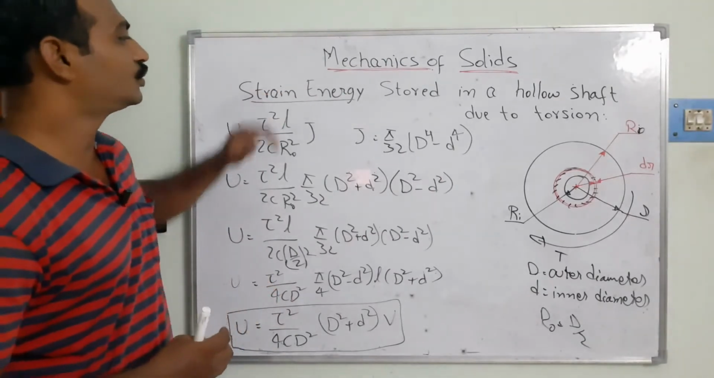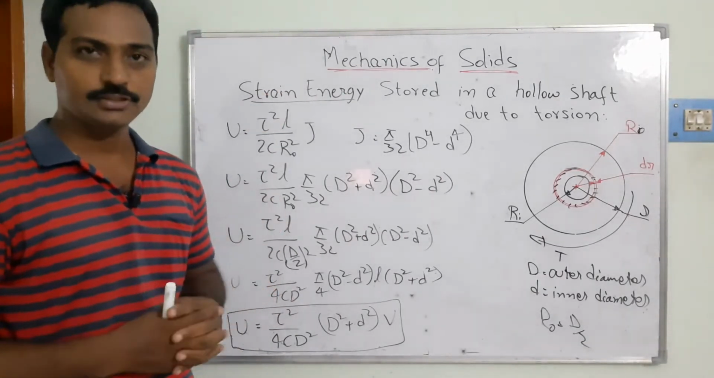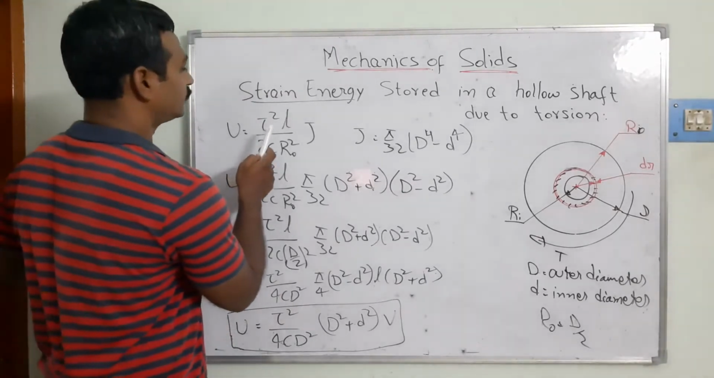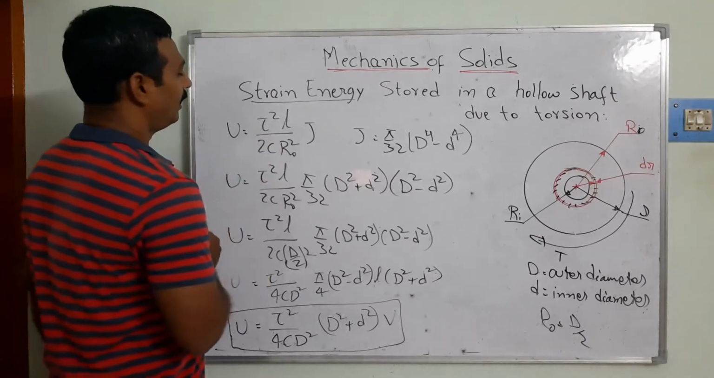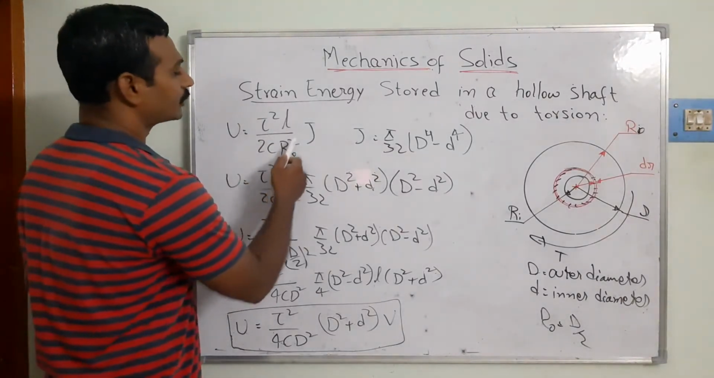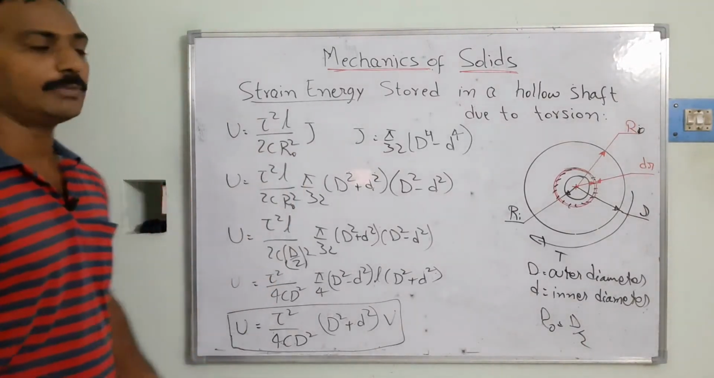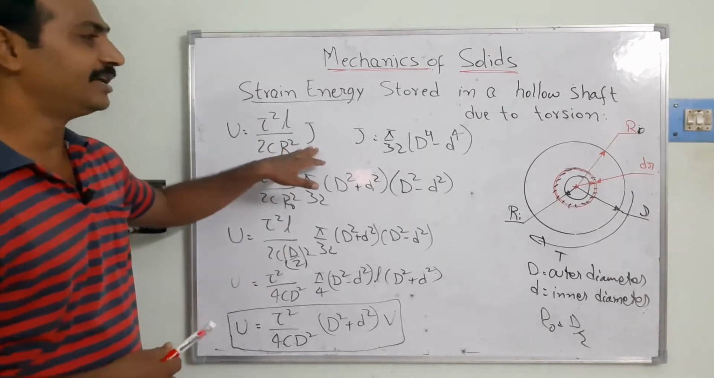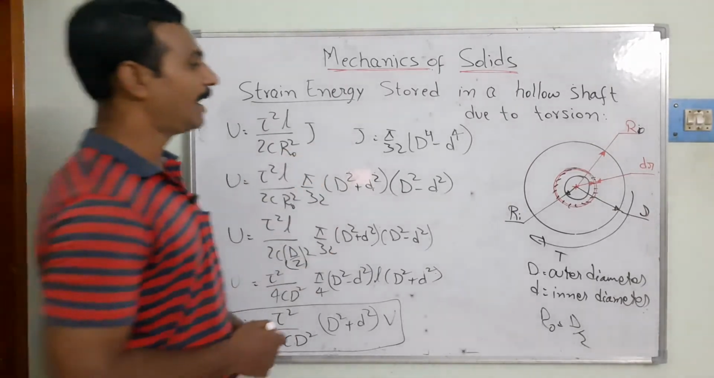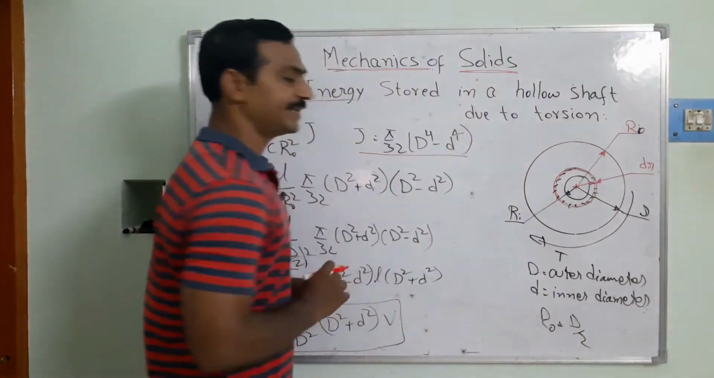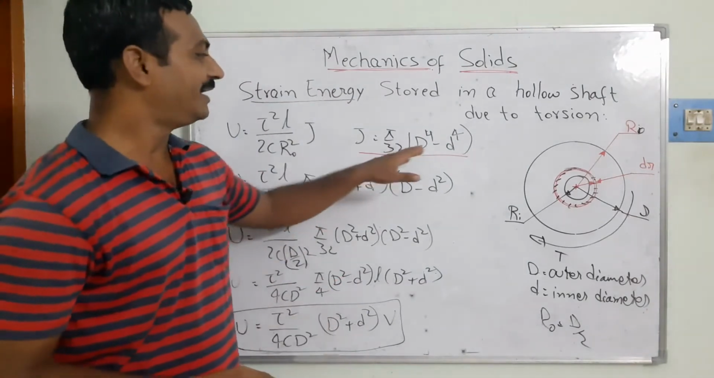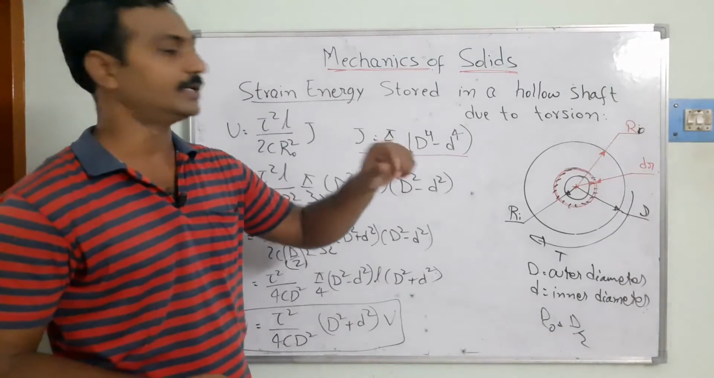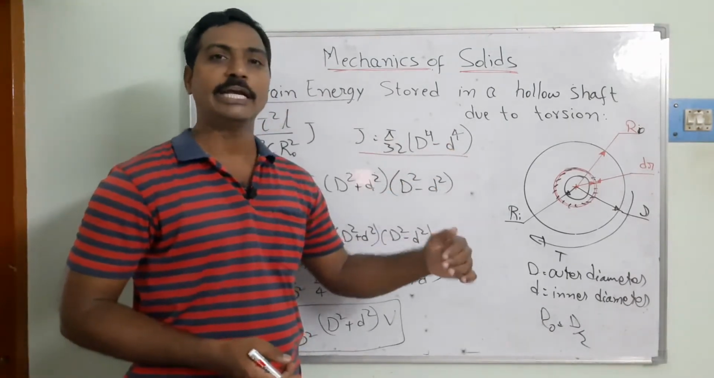The strain energy stored in a shaft is equal to tau square into L by 2C into R naught square into J. R naught is the outer radius of the shaft, and J is the polar moment of inertia. With this, J is equal to pi by 32 into capital D to the power of 4 minus small d to the power of 4. Capital D is the outer diameter and small d is the inner diameter.